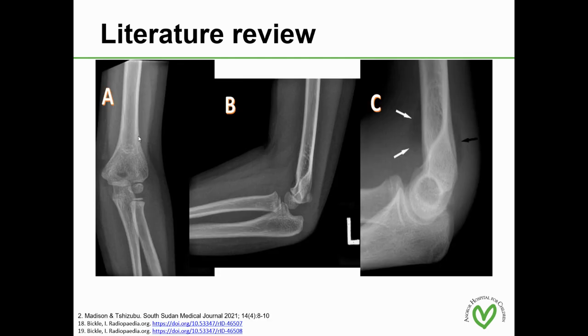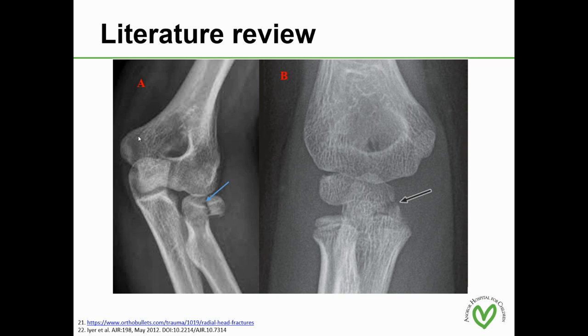So this image shows what the fat pad looks like. A and B are normal, I think. But in C, we see elevation of the anterior fat pad and a positive posterior fat pad.